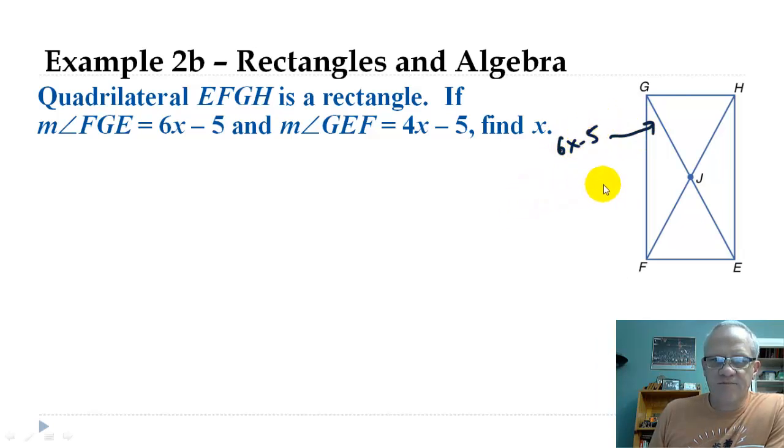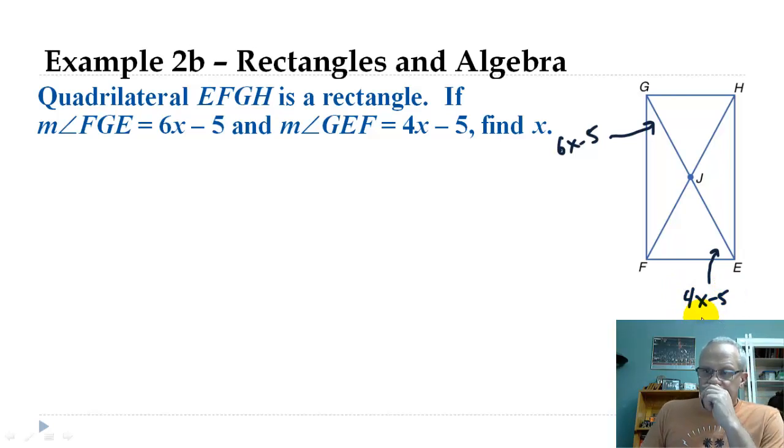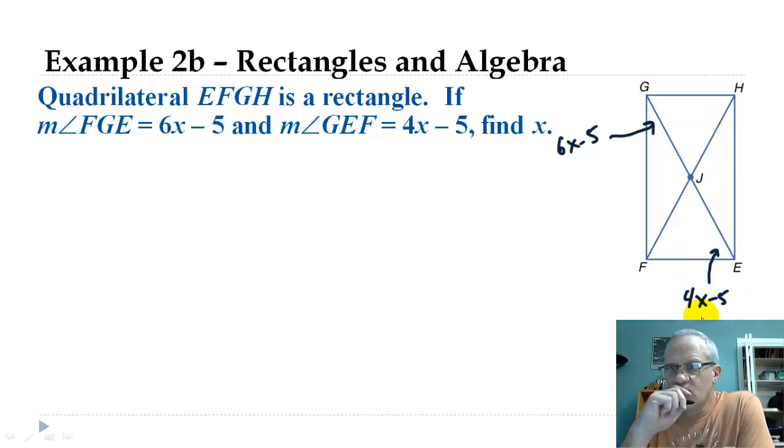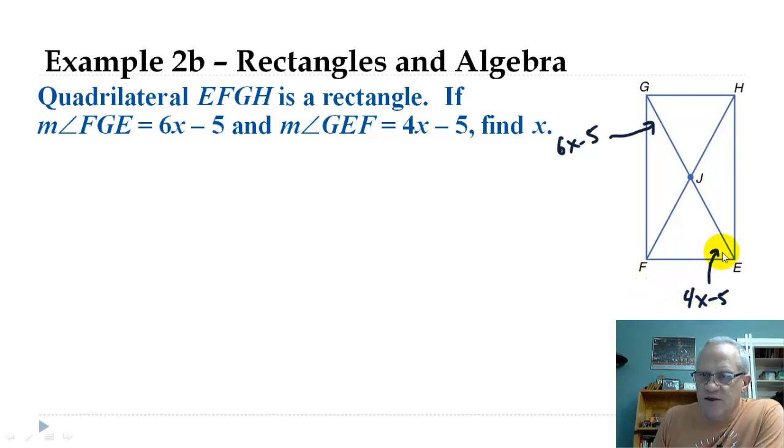6x minus 5. GEF is this one right here. 4x minus 5. Find x. Okay, well, this is a little bit different than that last one, because before I knew that these were going to be the same.